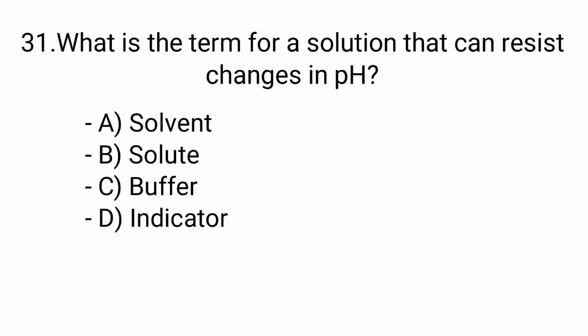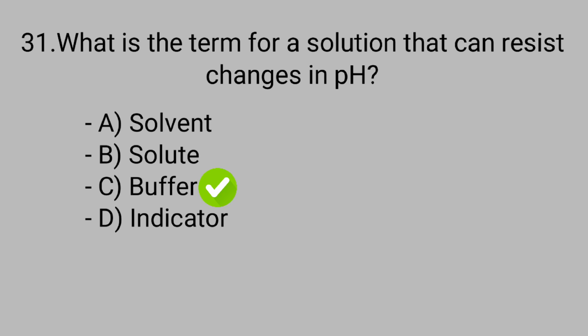Question number 31. What is the term for a solution that can resist change in pH? Option A, solvent, B, solute, C, buffer, D, indicator. The correct answer is option C, buffer.